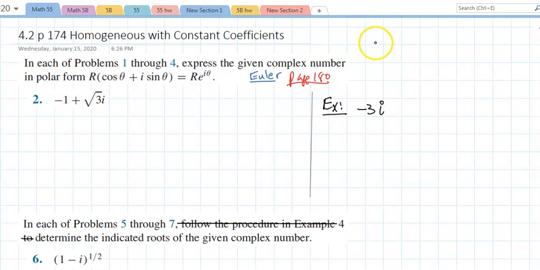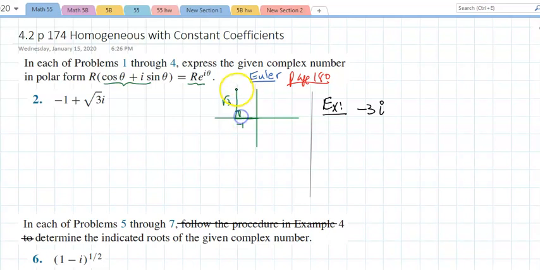So, in each problem 1 through 4, express the complex number. So you're going to go from complex to polar, or rectangular to polar. The key is always plotting the point. You want to figure out where this point is. This is at -1, radical 3.